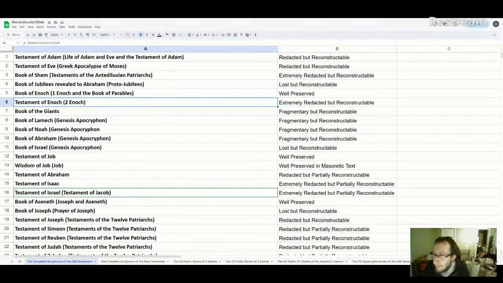To give you guys an example of one of the striking differences, in the long version of Second Enoch it says the year is 365 days, and every 4 years you add an extra day, which is exactly what we have in the Gregorian calendar. You have a 366th day every 4 years. That's stated in the long version of Second Enoch.